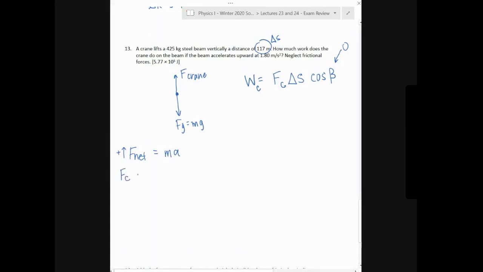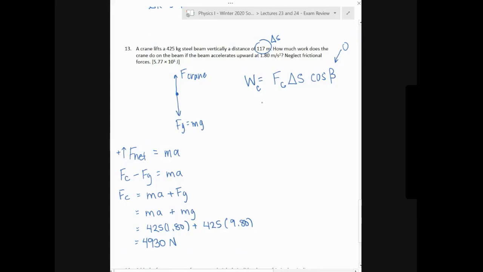So we have the force of the crane minus the force of gravity equals ma. We're solving for the force of the crane, so we're going to bring the force of gravity to the other side. ma plus force of gravity is just mg. So we have the mass, which is 425, times the acceleration, which was 1.80, plus the mass, 425, times g. We're assuming we're near the surface of the Earth, so g is 9.8. So I'm getting my force of the crane is 4930 newtons.